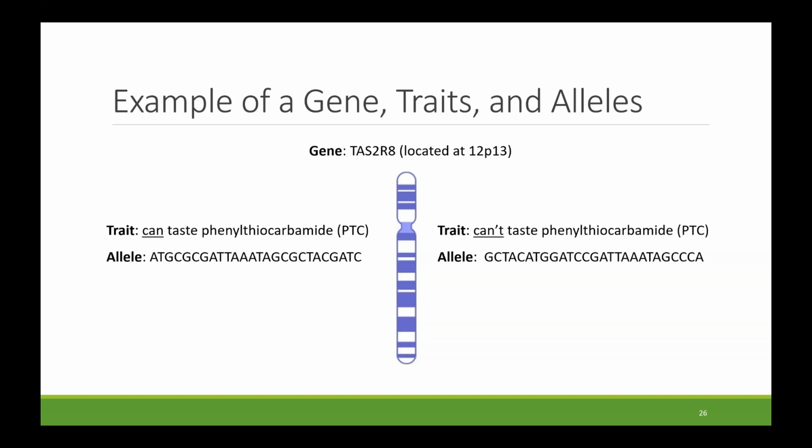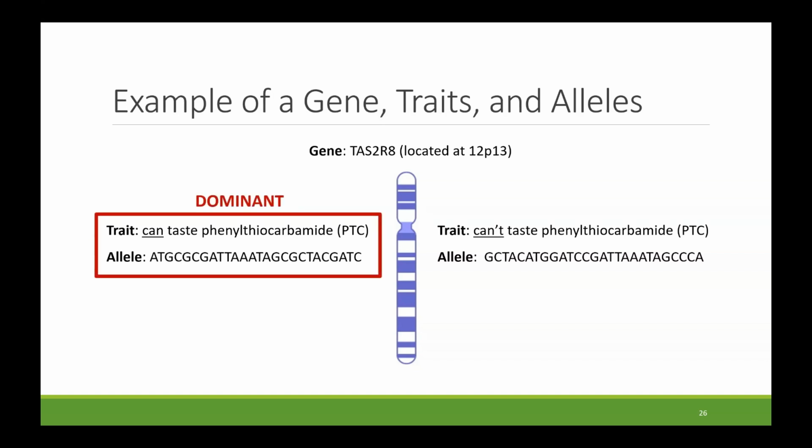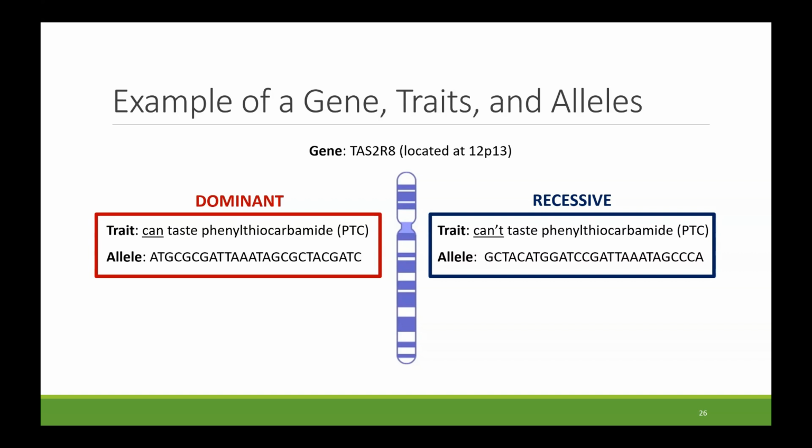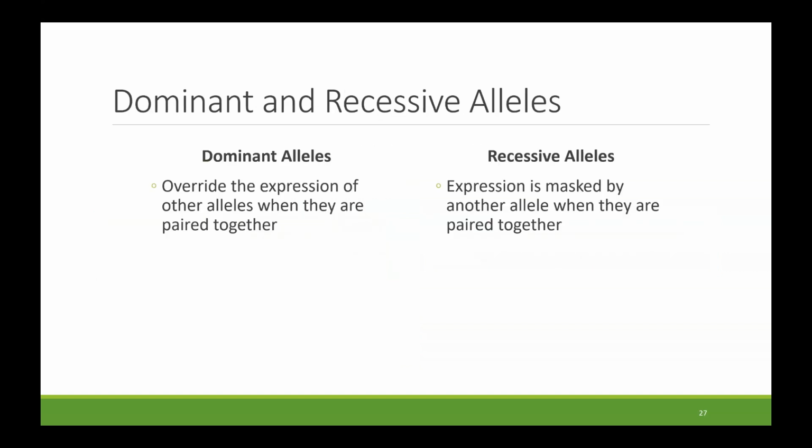But there's another fold to this, and that is the matter of which trait is dominant and which one is recessive. So in the case of PTC, being able to taste it is dominant, while not being able to taste it is recessive. And we know that Mendel saw this with his law of dominance, but let's put forth some formal definitions. A dominant allele is a variant of a gene that overrides the expression of other alleles when they are paired together. A recessive allele is one whose expression is masked by another allele when they're paired together.